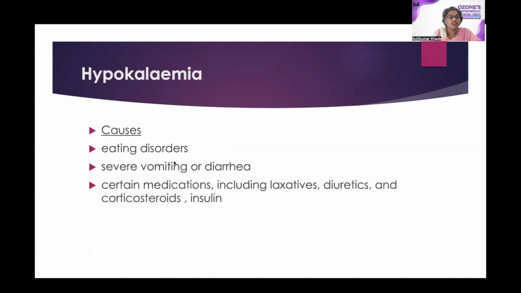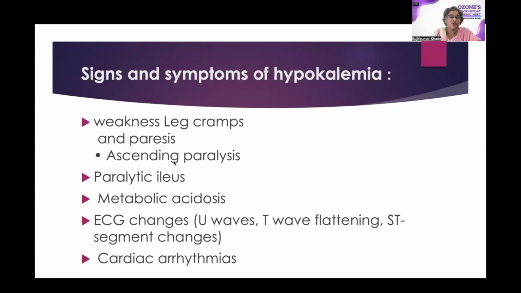Hypokalemia causes are eating disorder, severe vomiting or diarrhea, and certain medications including laxatives, diuretics, corticosteroids and insulin. Signs and symptoms of hypokalemia are weakness, leg cramps or paresis, and ascending paralysis which can be fatal when there is a respiratory compromise. Also paralytic ileus, metabolic acidosis. There can be ECG changes like U wave, T wave flattening, and ST-T changes, and cardiac arrhythmias.